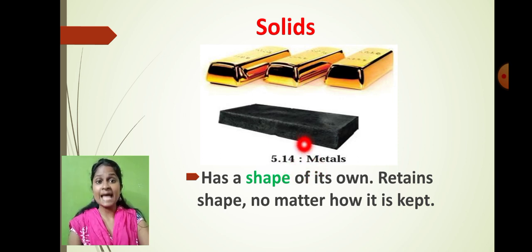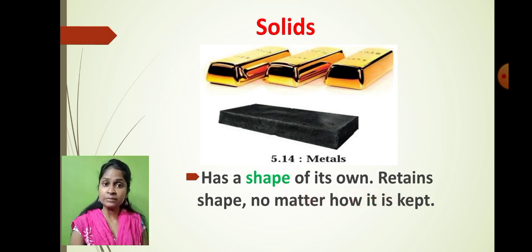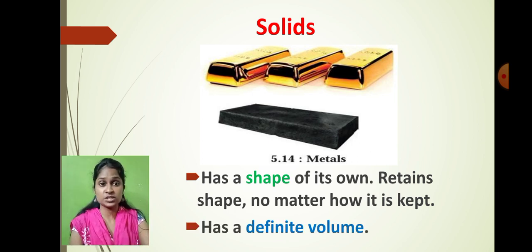Solids have a definite shape of their own, and at the same time they retain their shape no matter how we keep them. However we keep it, it is going to remain the same, there are no changes. And at the same time, as you can see, solids have a definite volume. Solids have definite volume and solids have definite shape. So this is the property of these solid substances.